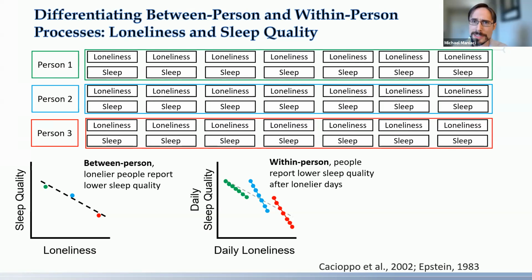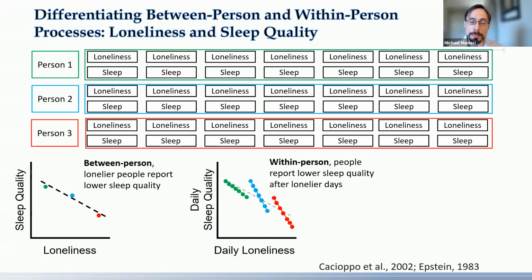We have some unpublished data. I won't go into the details, and obviously these illustrations are far too neat looking for actual data. But we find that independent of the between-person effect, we also find a comparable effect at the within-person level. That on days when people report feeling lonelier than their own average, the next morning they report experiencing poorer quality sleep than they typically do.